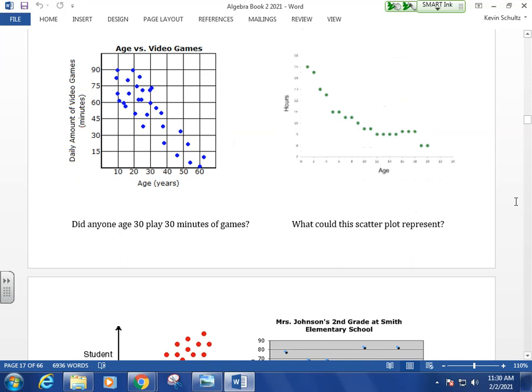Next two here. We've got age versus video games. Age is across the bottom. Daily amount of video games in minutes, our y-axis. What type of correlation and what conclusion? Negative correlation. Our line of best fit is going down from left to right. And what conclusion can you make about this? Lucas. Okay. The older you get, the less time you spend playing video games.